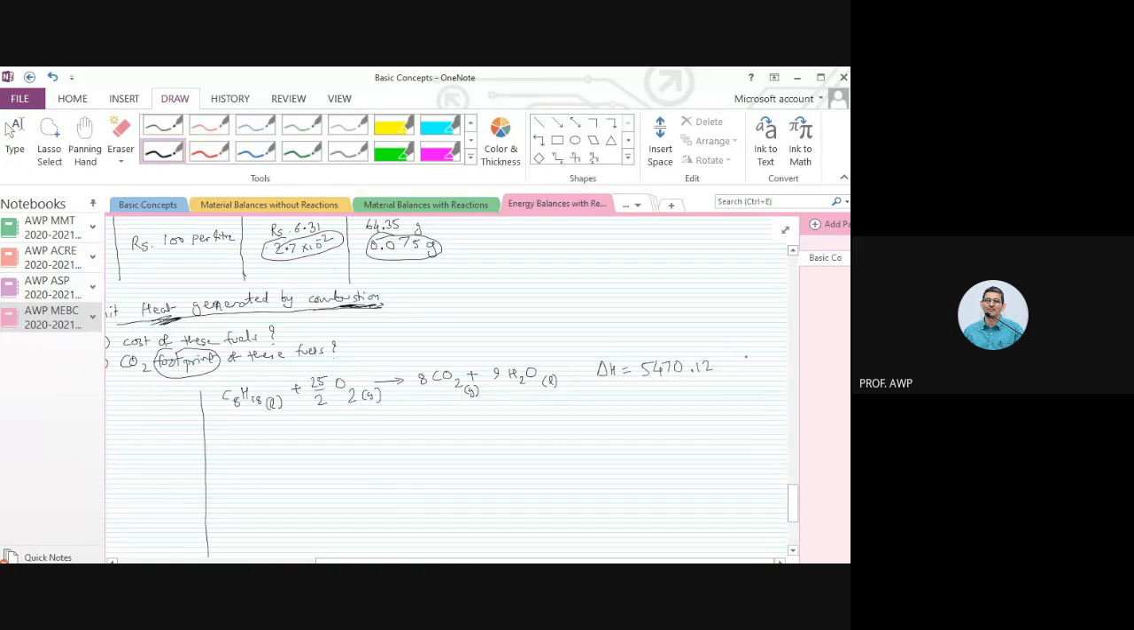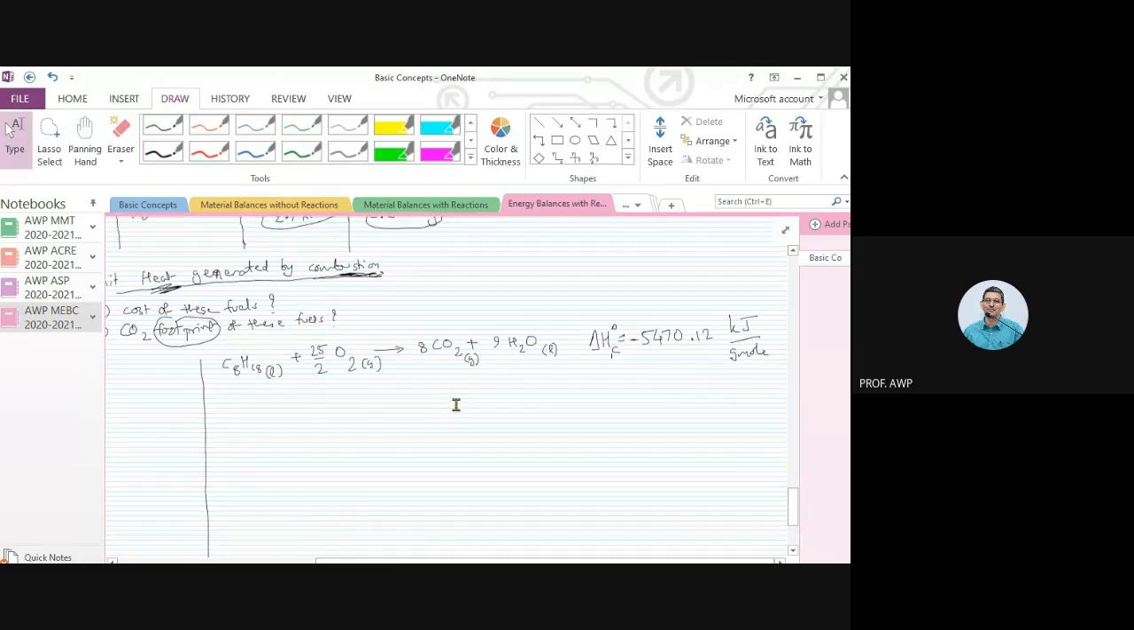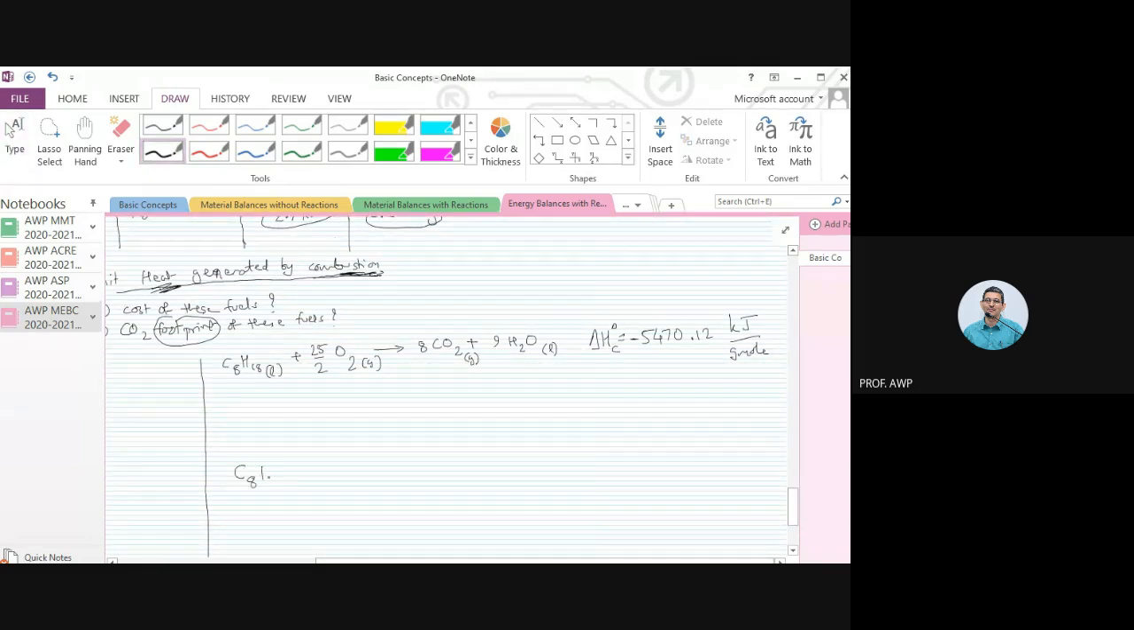5470.12 kilojoules per gram mole of octane. This is all the information that we are given. Delta H is exothermic, so it is minus.